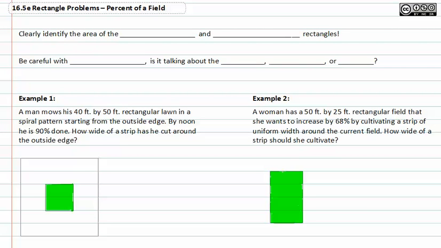With percent of a field problems, you need to clearly identify the area of the inside and outside of the rectangles. Be careful with percents. And find out if it's talking about the small area, the big area, or the frame.